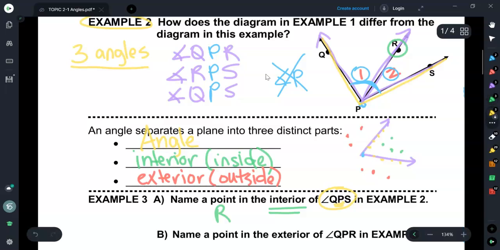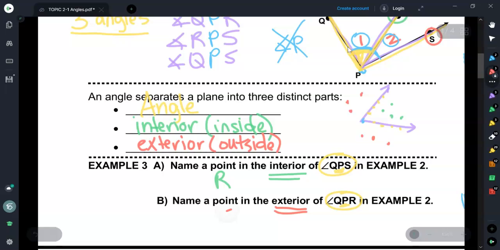The next question is asking you to name a point in the exterior of QPR. So let's go to QPR. QPR is the angle that goes from Q to P to R. So QPR, guys, is this angle now. We're talking about this one, QPR. P is your vertex. So what would be a point that is outside of QPR? Well, if this is QPR right here, the exterior point for you would be S. So I'm going to move this up here, and it would be S.